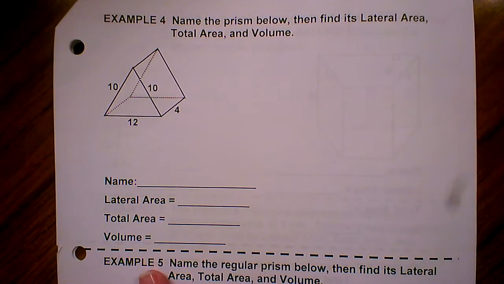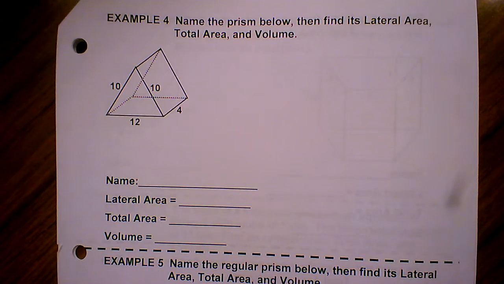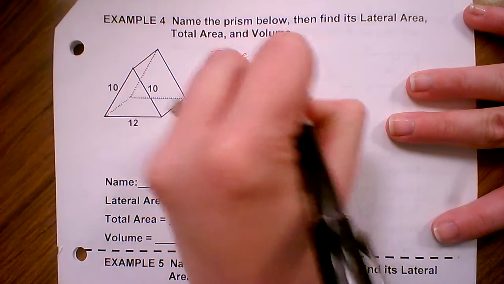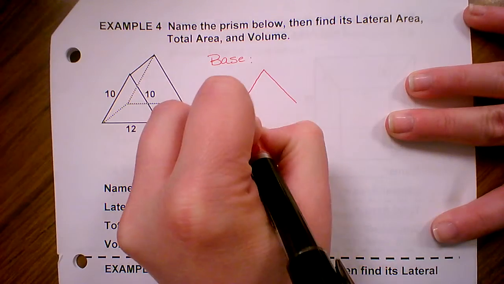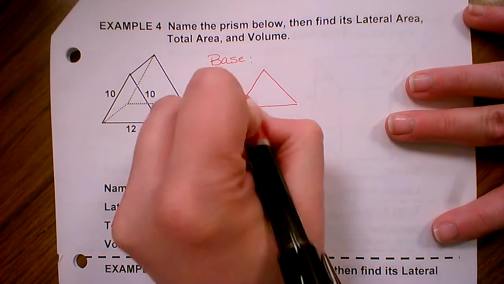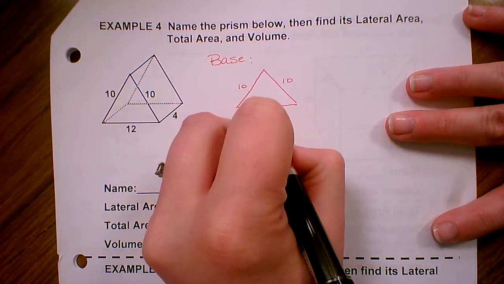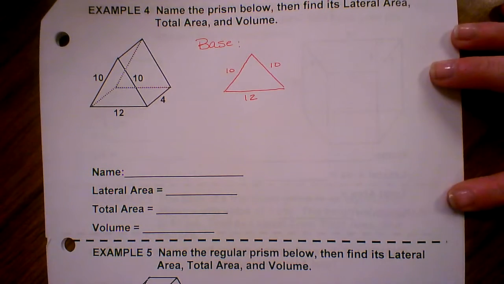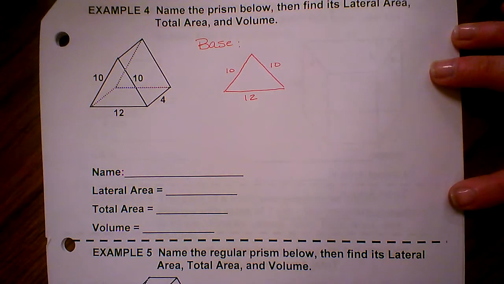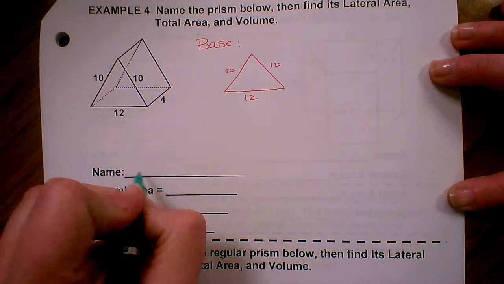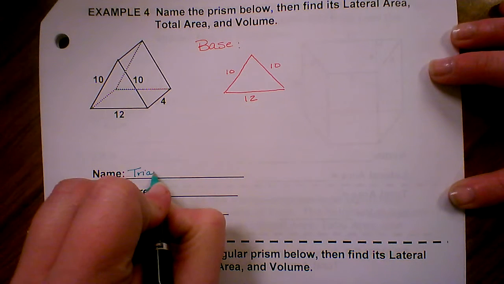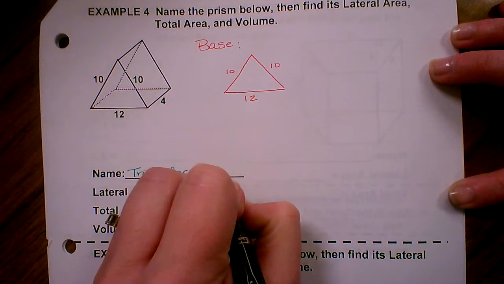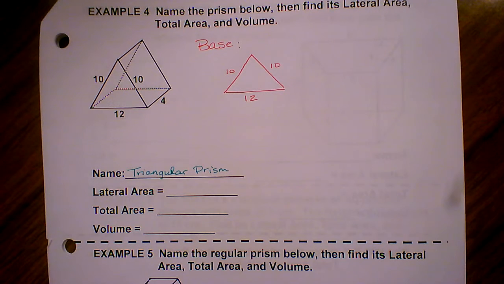Notice on example 4, we actually have a different base than the last two. Notice our base here is a triangle with sides of 10, 10, and 12, which makes this an isosceles triangle. Now, the name of this prism, because our base is a triangle, is a triangular prism. We name our prisms by the base shape.